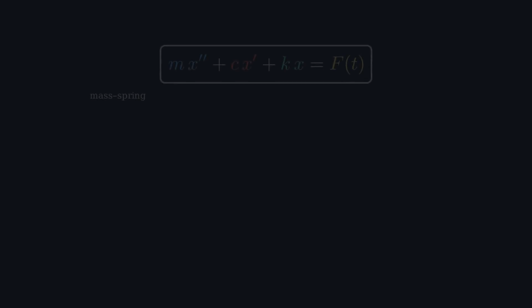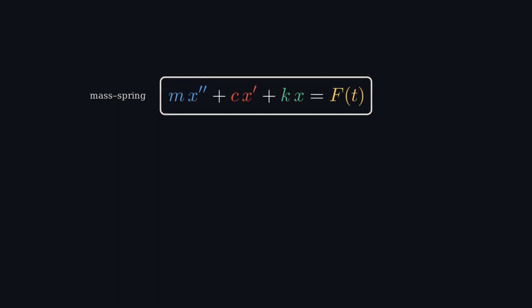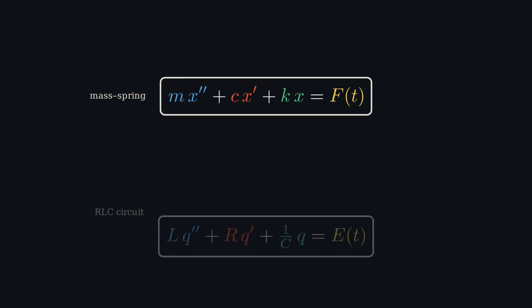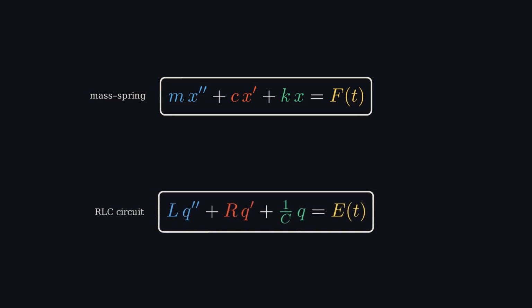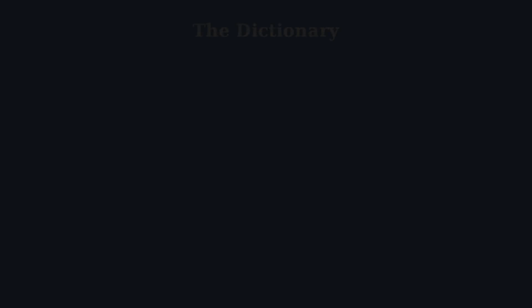And now, watch this. Put the two equations up side by side. The spring equation, the circuit equation. Same shape, same structure. A second derivative, a first derivative, the variable itself, and a driving term on the right. They are, mathematically, the same sentence written in two languages, which means there's a dictionary between the two worlds.